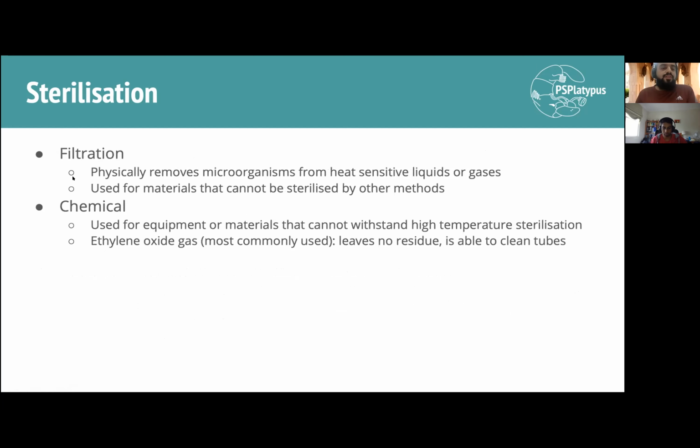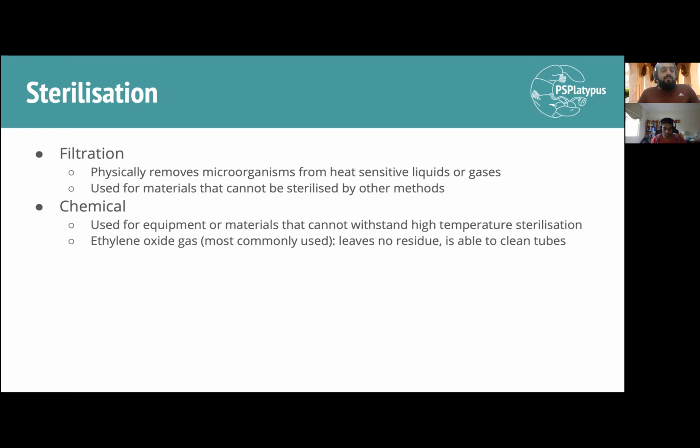Also, filtration, which we use if there's no other way of sterilization that can be used. If we cannot use heat or radiation or chemical, it physically removes microorganisms from heat-sensitive liquids or gases.